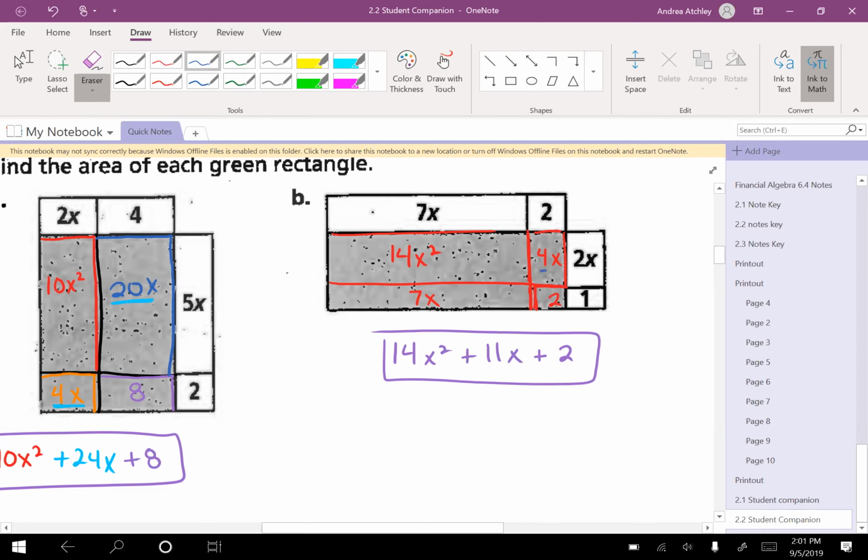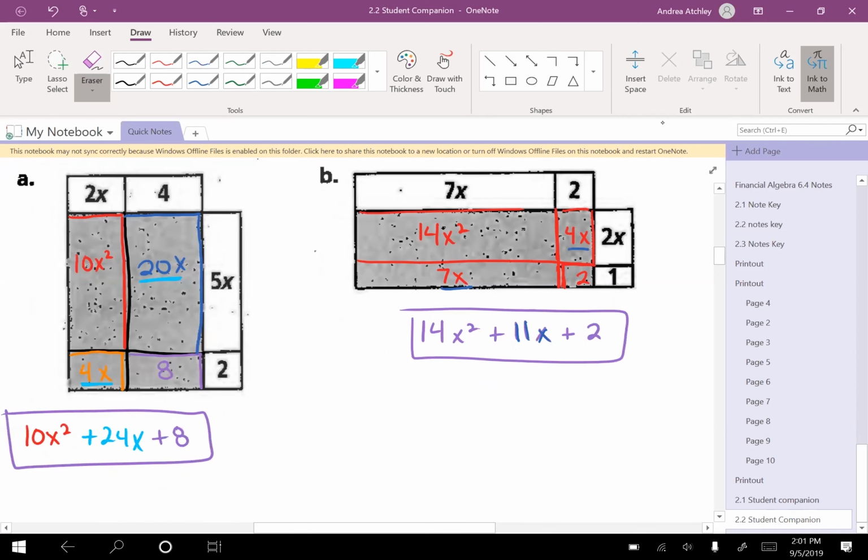We have the 4x and the 7x become 11x. So that's how we get the middle term of 11. The 2 and the 14 are already there. Any questions over that? Okay, let's move on.